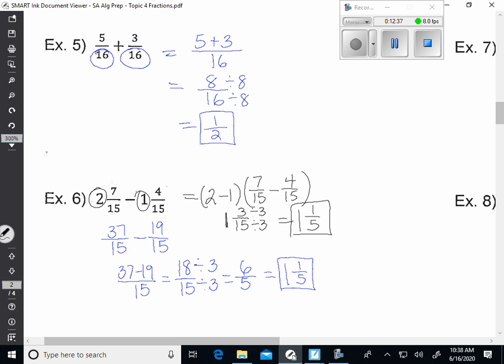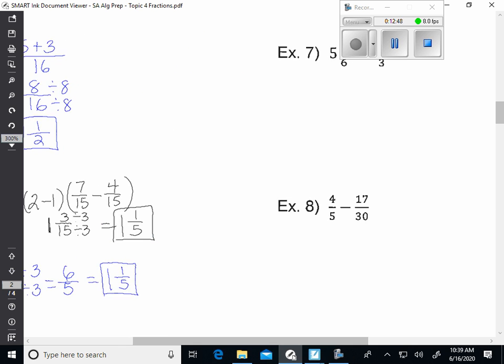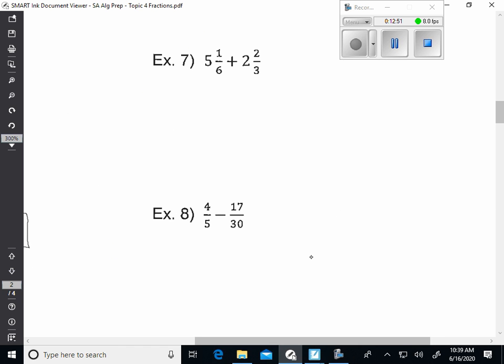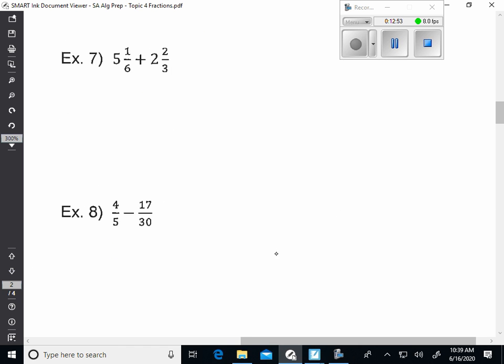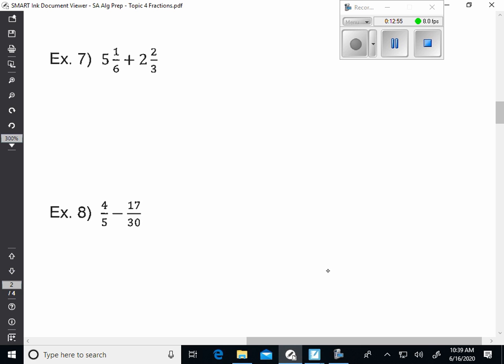When the denominators are different, then it gets a little bit more hairy, because you need the denominators to be the same. That's point blank and period with adding and subtracting. Let me say that again. When you are adding and subtracting, the denominators must be the same. Period. Multiplying and dividing does not need the same denominator.